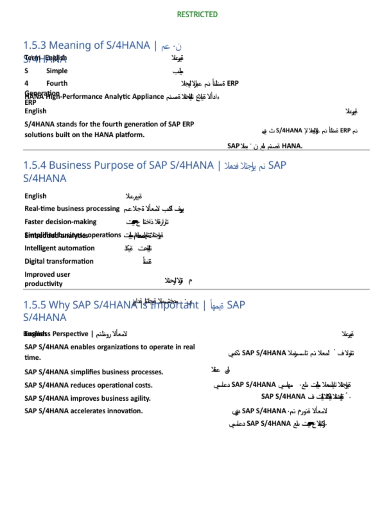Let's talk about why SAP S/4HANA matters. It's designed to help organizations operate in real time, making faster decisions with embedded analytics and intelligent automation. It simplifies complex business processes, reduces operational costs, and boosts agility. This means companies can innovate more quickly and improve productivity across the board. At its core, SAP S/4HANA is the latest generation of ERP solutions built on the powerful HANA platform, designed to keep businesses moving forward in a digital world.